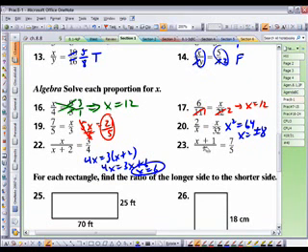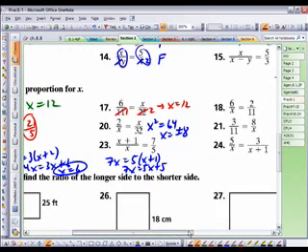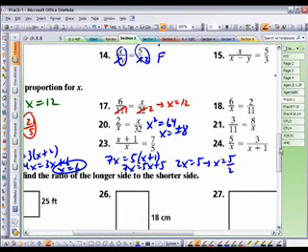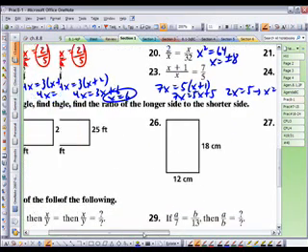This last one over here, 7 times x equals 5 times (x + 1). 7x equals 5x plus 5. Subtract 5x from both sides, 2x is equal to 5, so x is 5 halves. And these we'll skip. Okay, a few more problems over here.